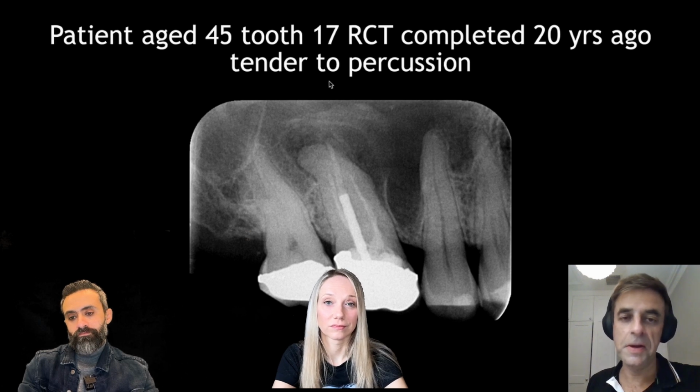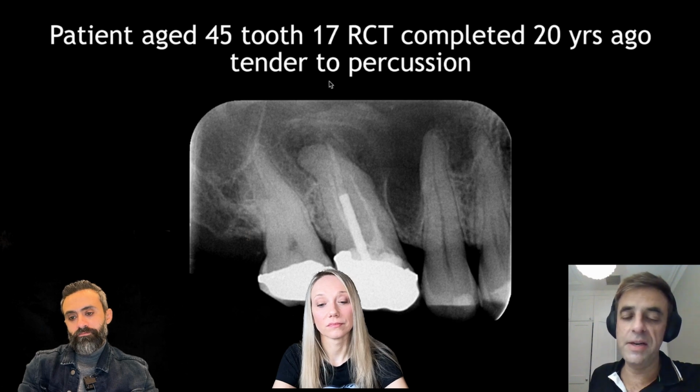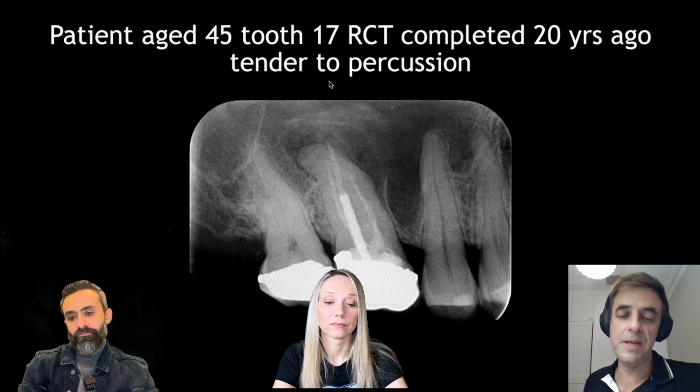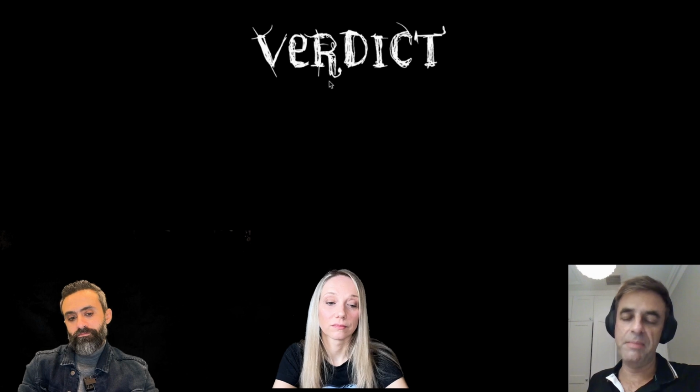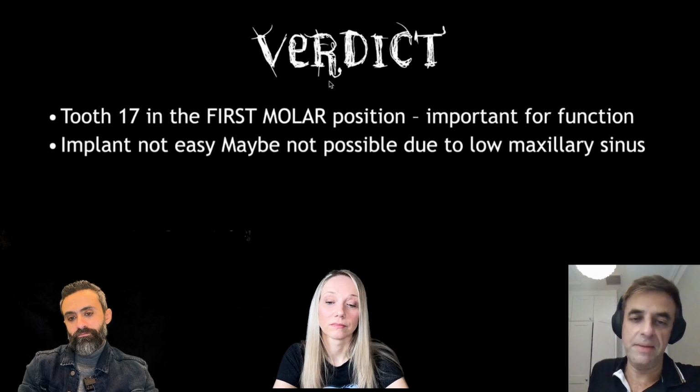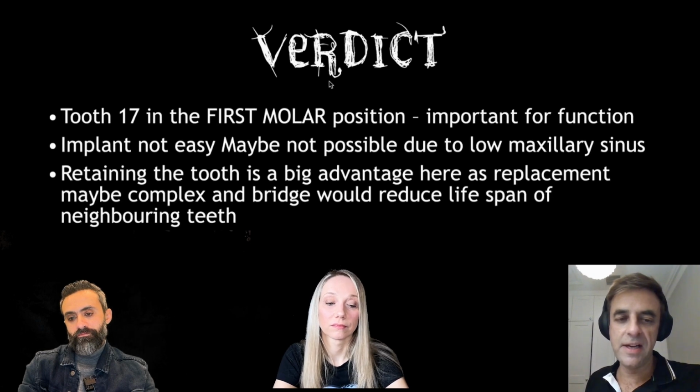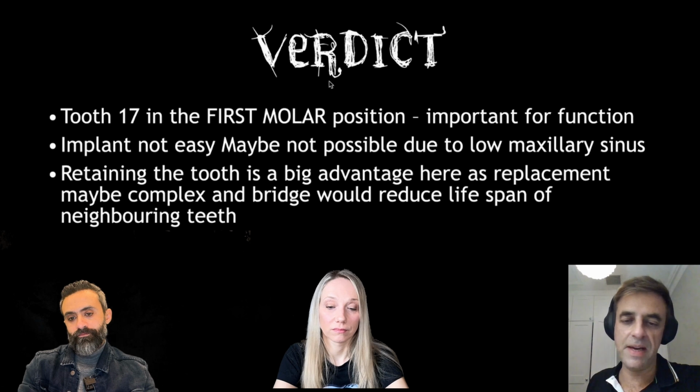I mean, he's 45 years old. And basically, the root canal treatment was done 20 years ago, but you can see there's problems with the treatment. It's a bit short. And so I dismantled this entire crown and removed the post, and then we root canal treated it. But before I did that, I did a CBCT. But so I just explained this. Implant's difficult, and basically retaining the tooth is an advantage, because it would reduce the lifespan to have a bridge.